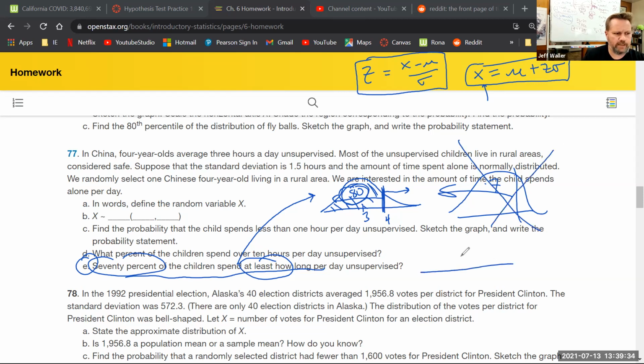So where would at least 70% go? How would I draw that? I would draw it down here. This is 0.70. So then the z-score I'm looking for will be negative. Okay. Maybe.